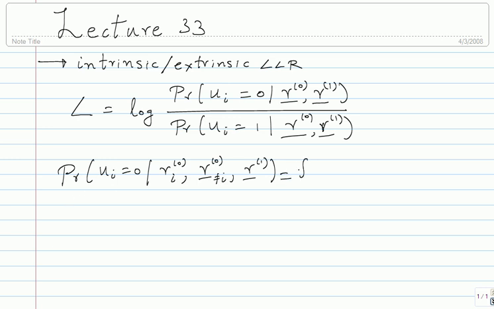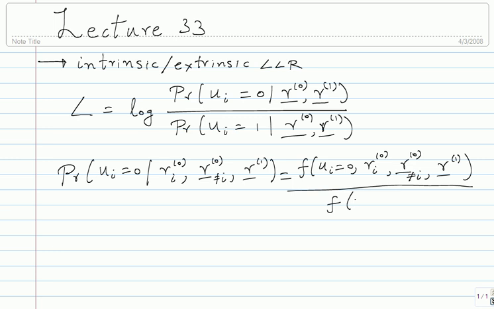For this, the first step was quite okay. I write it as a joint density: R0 not equal to I, then R1, the entire parity part, divided by the conditioning event's density, which I also write as R0 not equal to I, R1. So this is fine.